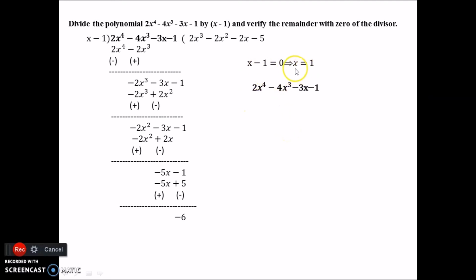Let us see. So by substituting x is equal to 1 here, our value will be 2 into 1 to the power of 4 minus 4 into 1 to the power of 3 minus 3 into 1 and minus 1. So finally 2 minus 4 minus 3 minus 1, which is minus 6. So here by dividing both the polynomials, we get the remainder as minus 6, and also by substituting the 0 of the divisor in the polynomial given, we will also get the remainder. So I think this is the easiest way to find out the remainder of the polynomial. Either we can get the remainder of the polynomial by following this method also.